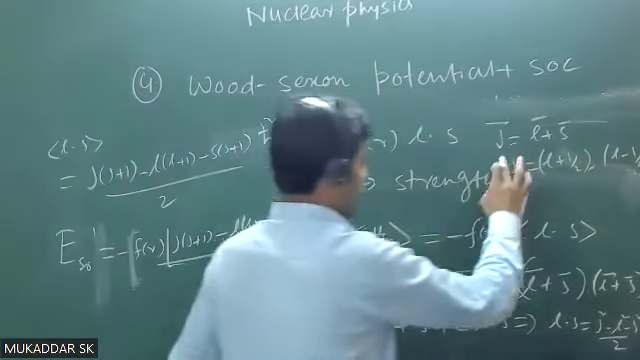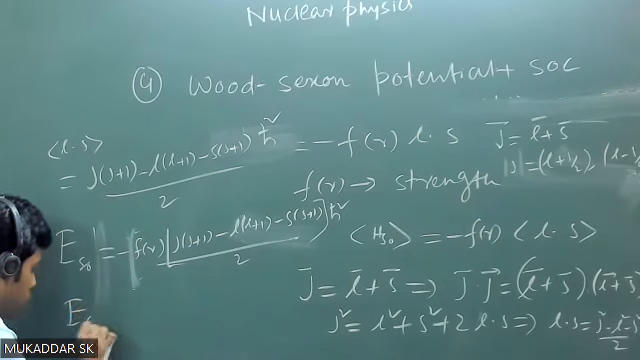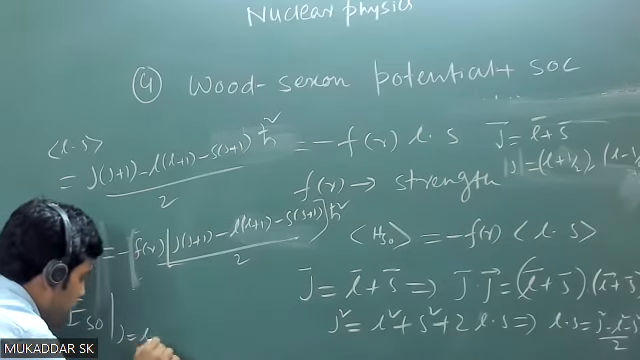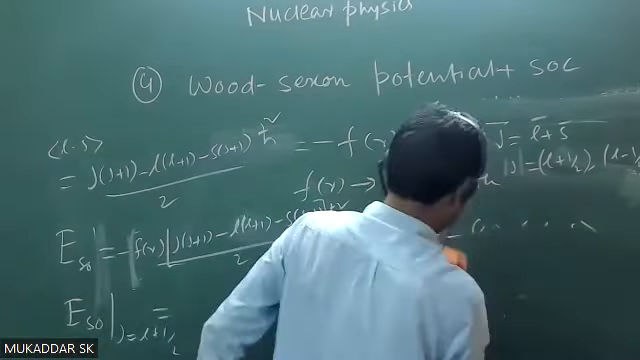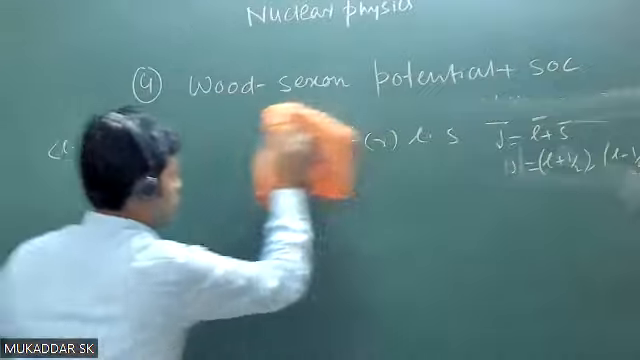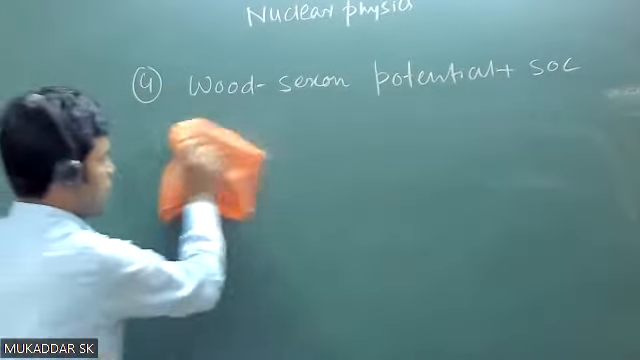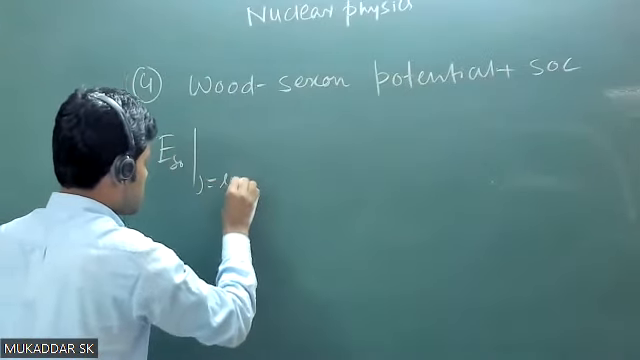J and magnitude of J: when you remove the vector sign, it means you are calculating the magnitude. So since nucleon is spin half, S is half. So the magnitude of J can take L plus S, that is L plus half, or L minus half. So if you calculate ESO, the spin orbit energy corresponding to J equals L plus half, can you calculate and tell me what you get? Please calculate that.